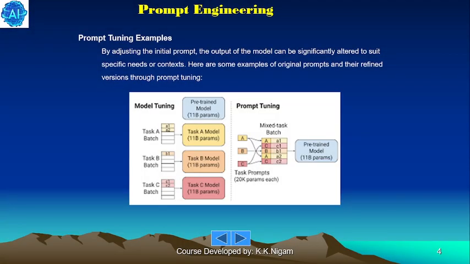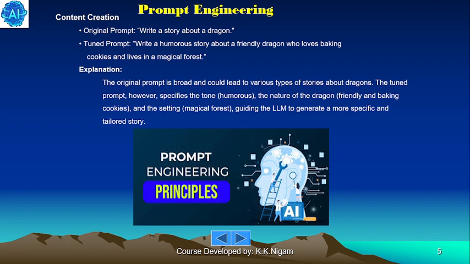Prompt tuning examples. By adjusting the initial prompt, the output of the model can be significantly altered to suit specific needs or context. Here are some examples of original prompts and their refined versions through prompt tuning. Content creation. Original prompt. Write a story about a dragon. Tuned prompt. Write a humorous story about a friendly dragon who loves baking cookies and lives in a magical forest.